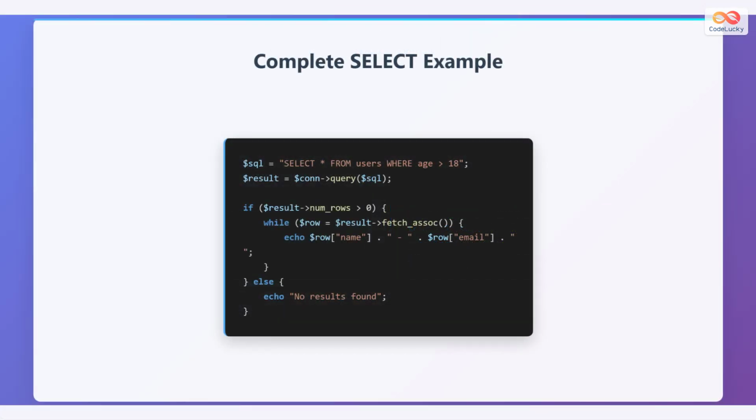Let's tie everything together with a complete SELECT example. Suppose you want to select all columns from the users table where the age is greater than 18. First, construct your SQL query with the appropriate WHERE clause. Then, execute the query using the query method. After that, check if there are any results returned by verifying if the number of rows is greater than 0. If there are results, iterate through each row using a while loop and fetch_assoc to access the column values by name. Finally, display the name and email of each user. If no results are found, display a message indicating that.